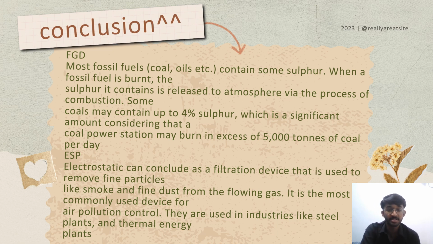As for ESP, the electrostatic precipitator can be concluded as a filtration device that is used to remove fine particles, like smoke and fine dust, from the flowing gas. It is the most commonly used device for air pollution control. They are used in industries like steel plants and thermal energy plants.